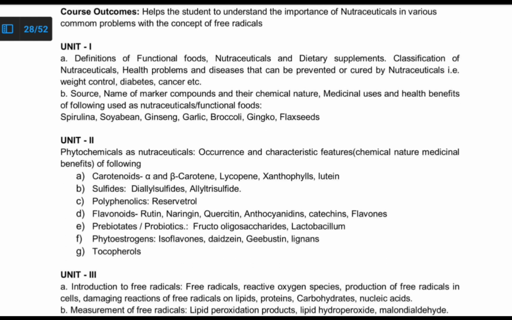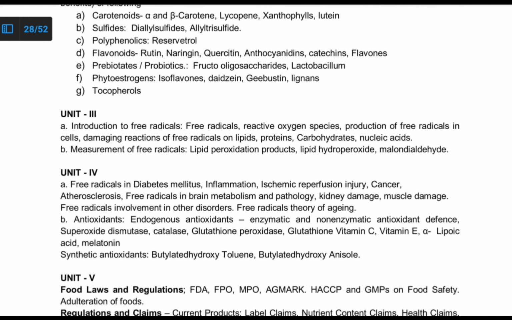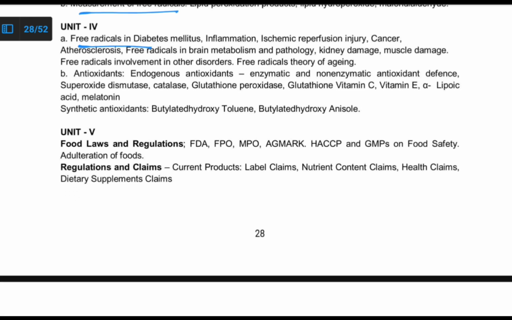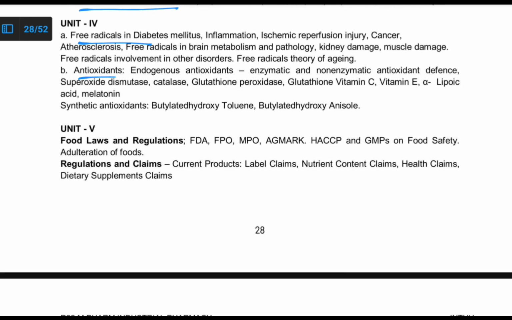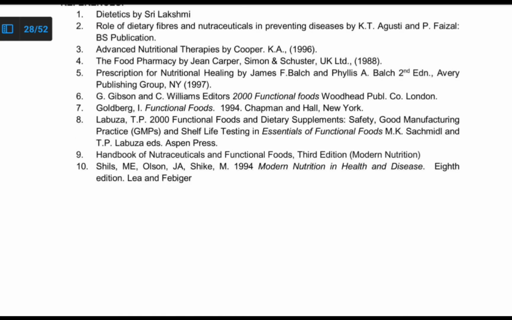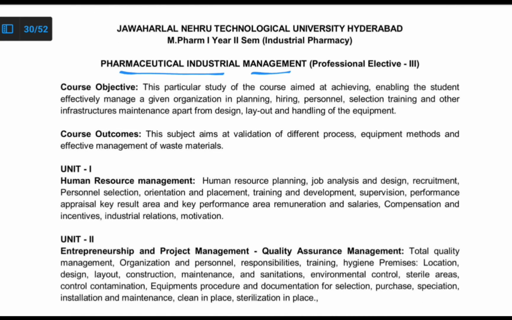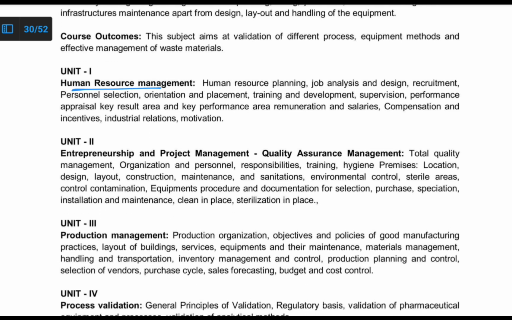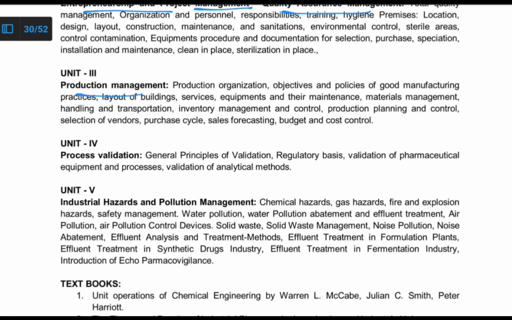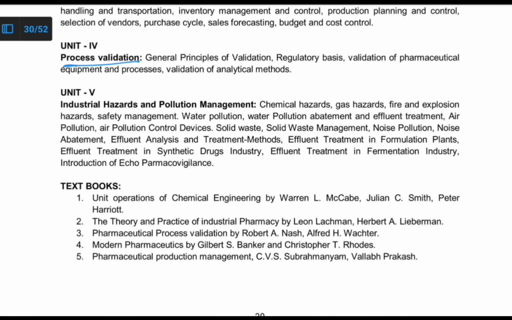Nutraceuticals. In this, we have definitions of food and nutraceuticals, phytochemicals, nutraceuticals of various substances, introduction to free radicals and measurement of free radicals in diabetes mellitus and other diseases, antioxidants, synthetic antioxidants, food laws, regulations and claims. Pharmaceutical industrial management. In this, we have human resource management, entrepreneurship and project management, quality assurance management, production management, process validation, industrial hazards and pollution management.